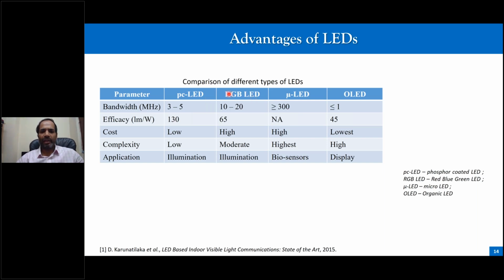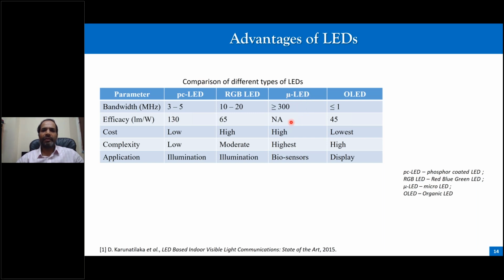Red, green, blue LEDs are also becoming popular because they have higher bandwidth. You understand what bandwidth is, right? If the source has higher bandwidth, it can give you more data rate. So these red, green, blue LEDs have higher bandwidth. Micro LEDs have a terrifically high bandwidth. Organic LEDs are not so good at bandwidth, but from the bandwidth perspective, micro LEDs are good.